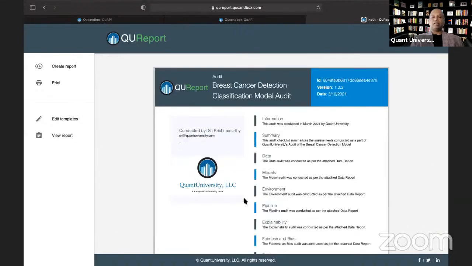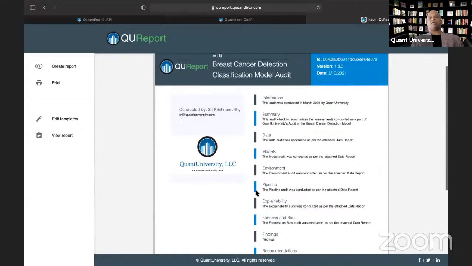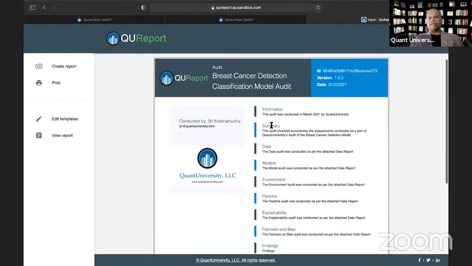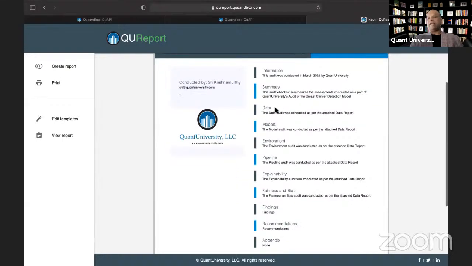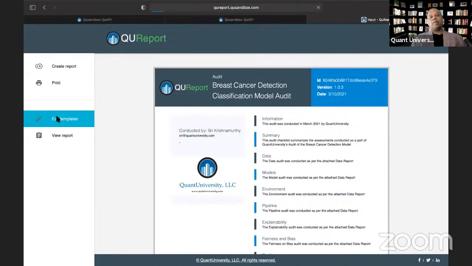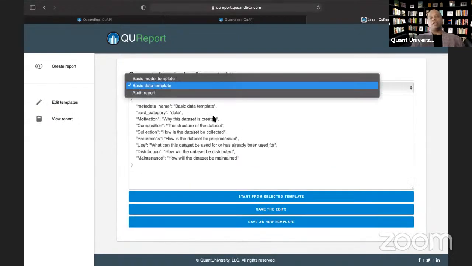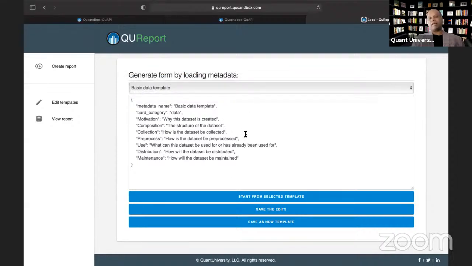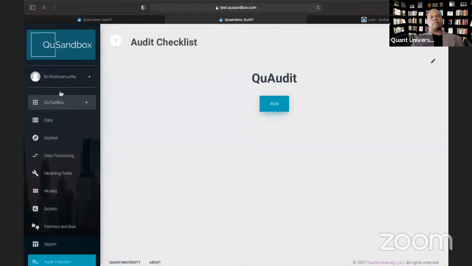So for example, if this is an audit checklist for a particular case, it could be for a report like this. I'm going to be focusing on data audit, model audit, environment audit, pipeline audit, explainability audit, a fairness and bias audit, and then what are the findings of all these aspects, and what are the various recommendations. So this is my audit checklist, but we have created it so that depending on the use case, you could structure a different template, and based on the choice of the template, you can generate different reports. And again, that's contextual to the project you're going to be working on.